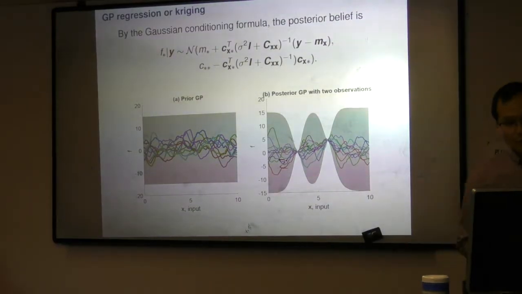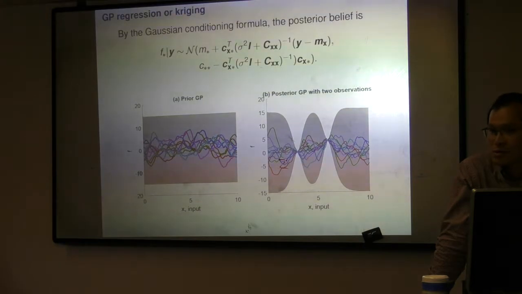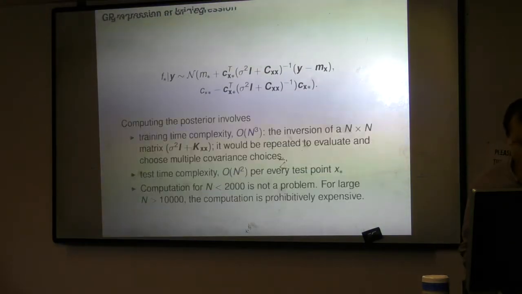So that's pretty much how you understand this Gaussian process. If you keep getting observations, your posterior keeps being updated, and your uncertainty keeps being updated, okay?